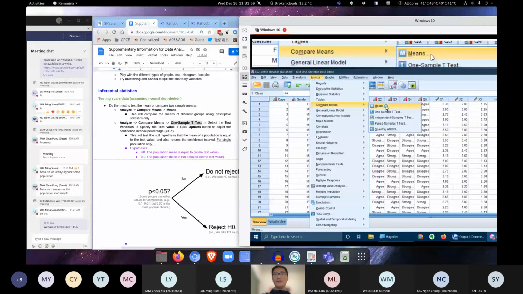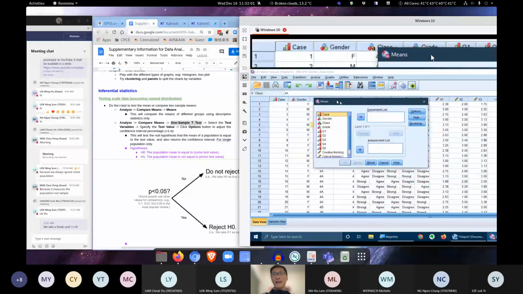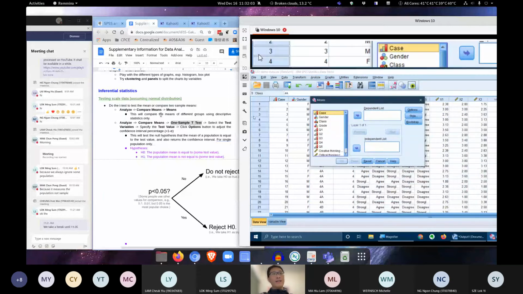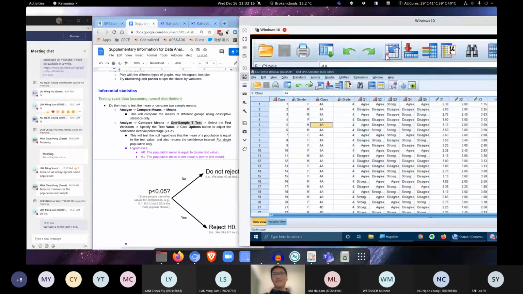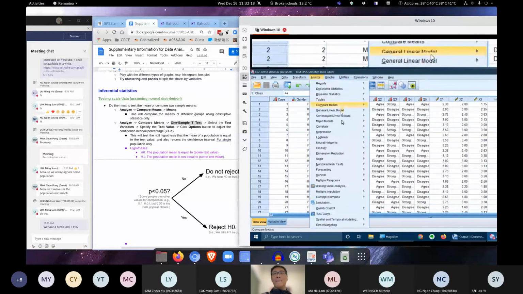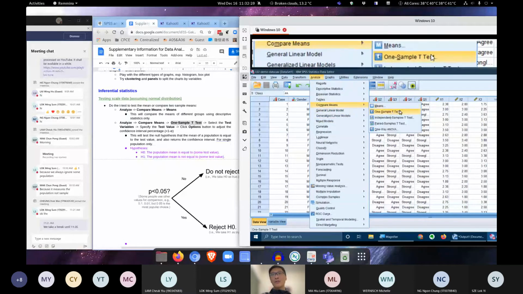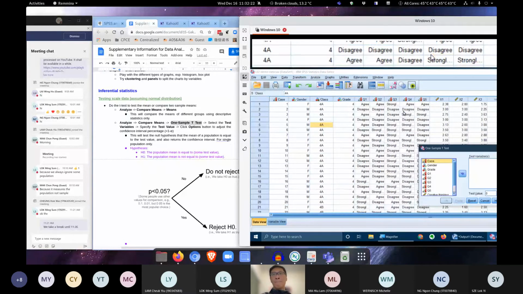Now, I don't usually use this one because the means here, basically it tries to compare the means of different groups using descriptive statistics only. So that means it is not doing inferential statistics. So that is not very useful here. So I will usually just skip this one. Now, and let's do the one sample t-test.